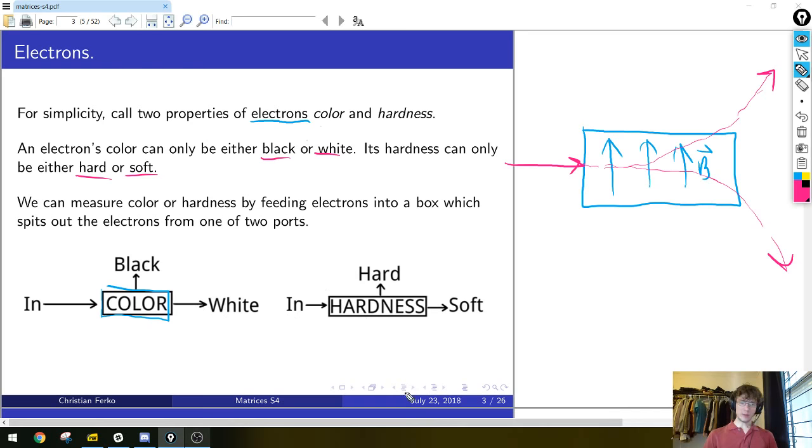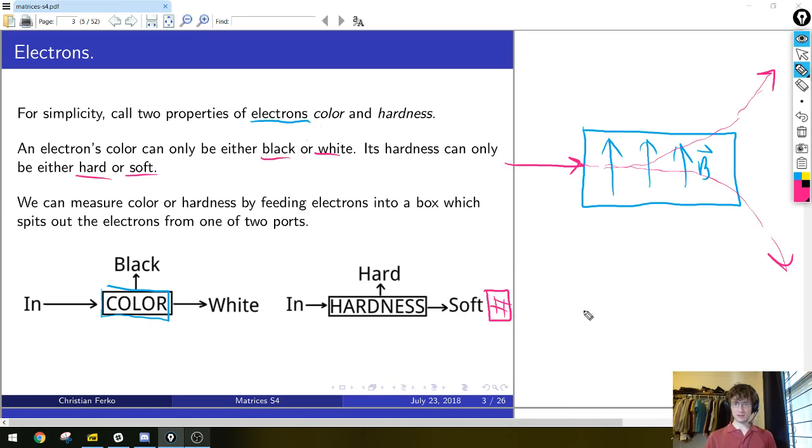So all that we can do, and the only tools we'll use for the next couple of slides in this experiment, the only things we're allowed to do are prepare a beam of electrons which go in. We can use boxes that filter electrons by which property they have, and then we can measure how many electrons are in one of the output beams.